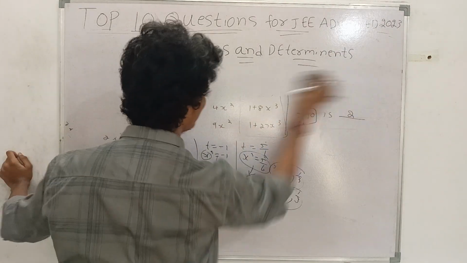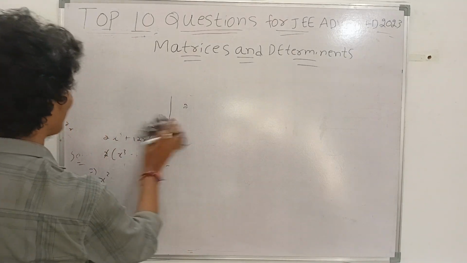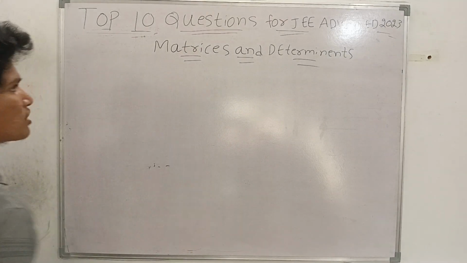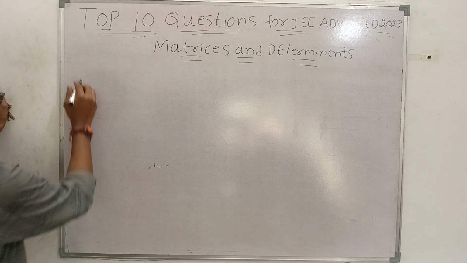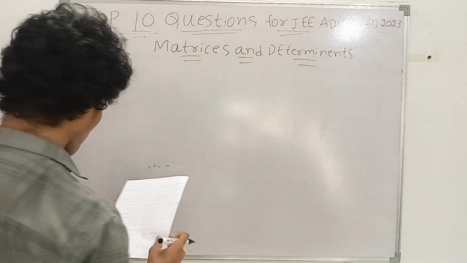The first question is completed, and it is a determinant question. In total there are 10 questions. Out of 10, 5 questions are matrices and 5 questions are determinants. First I am going to solve determinants so that it will be easy for moving.